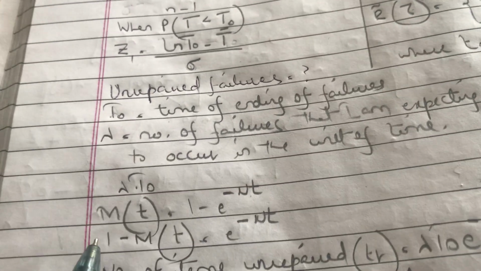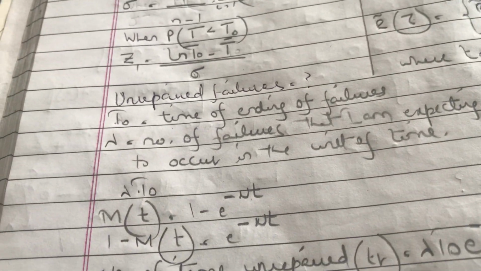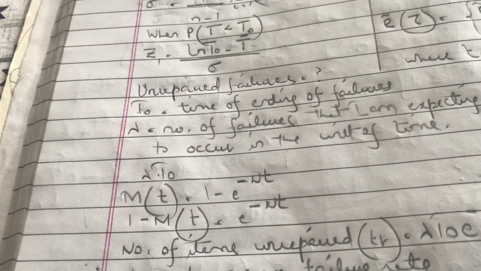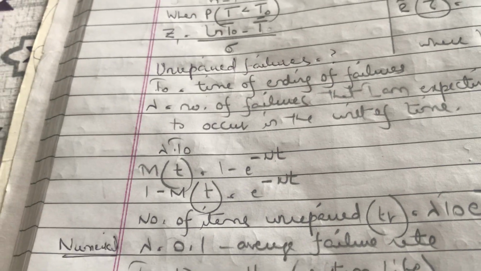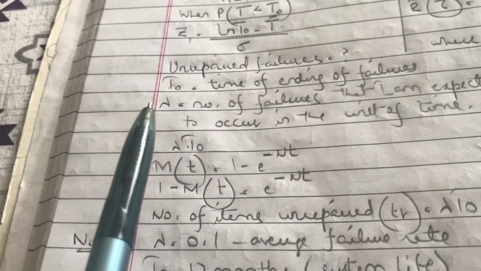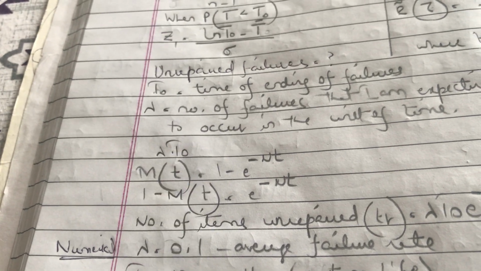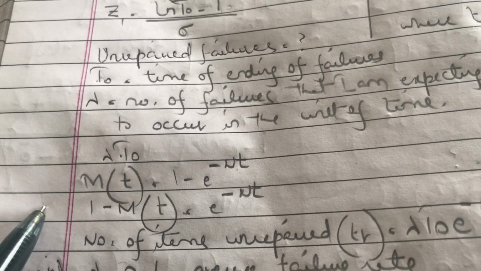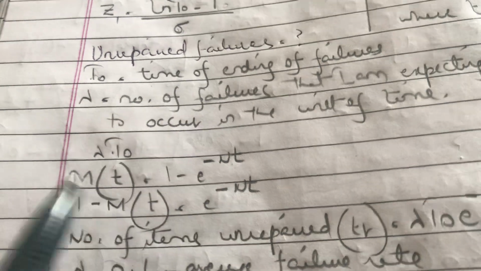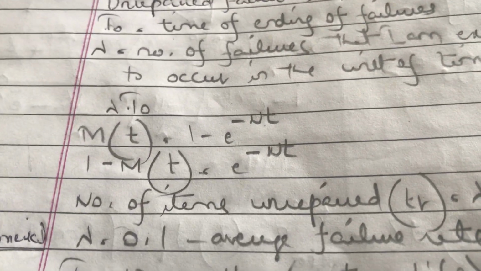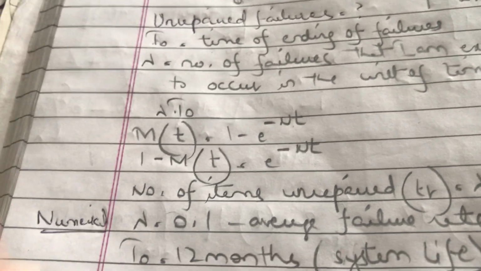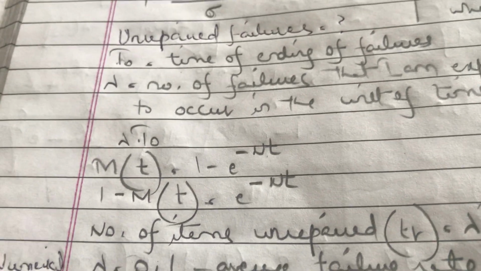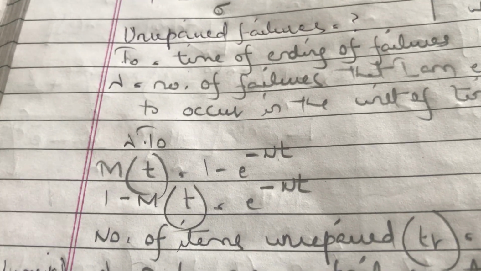Maintainability is basically the probability of repairing a failed component, but here we are not repairing a failed component. What we are doing is first finding the number of items that are unrepaired. So that's why we have taken this 1 minus at the other side, because maintainability is the probability of repairing a failed component, but here we are finding the number of items that are unrepaired.